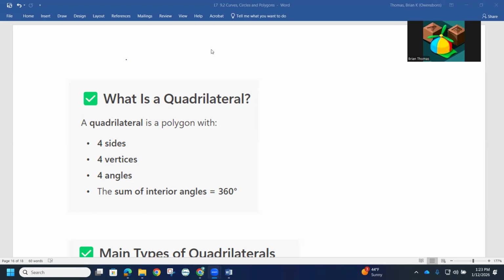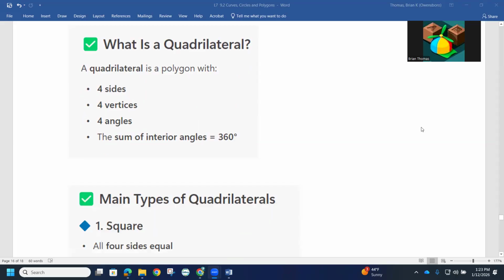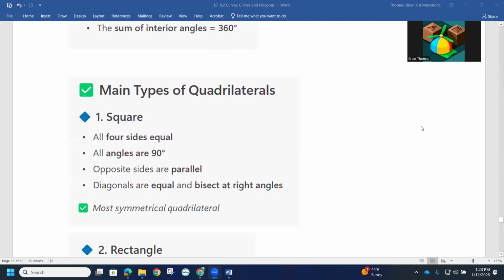Now, the interior angles of a quadrilateral actually add up to 360 degrees. We may talk about that more later. So the main types of quadrilaterals is the square, which you should be familiar with. So if you want to pause the video and make notes of what a square is, you can.